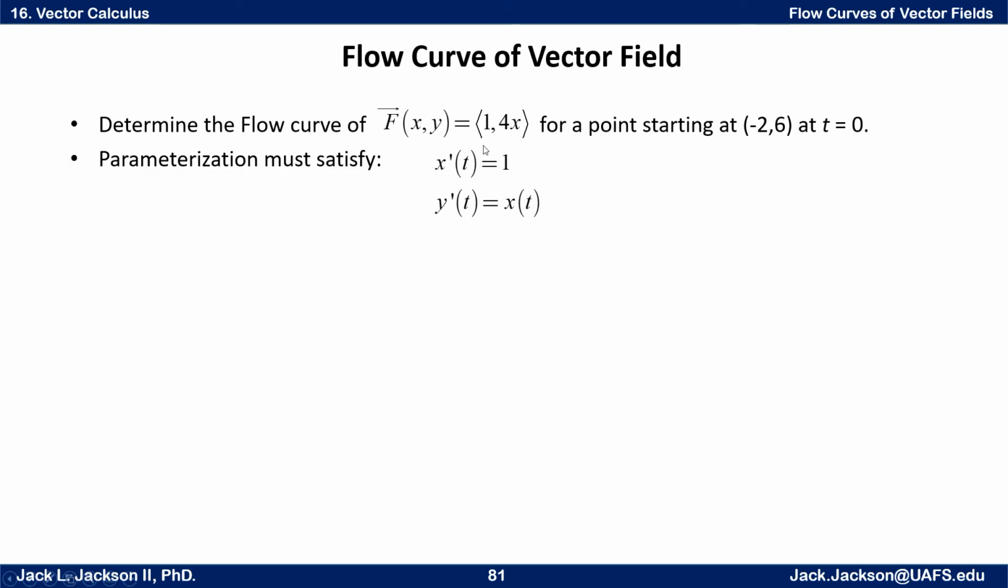Now, according to this, we need a parameterization for x, y, for the position function to trace out the flow curve. And what we know is that the derivative of the x component of the position curve with respect to time is going to be the x component of our given field. So x prime of t is 1, and y prime of t has to be 4 x of t.